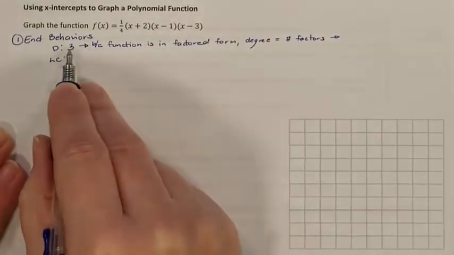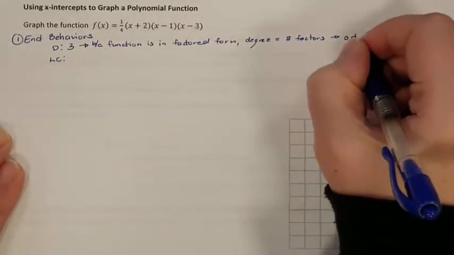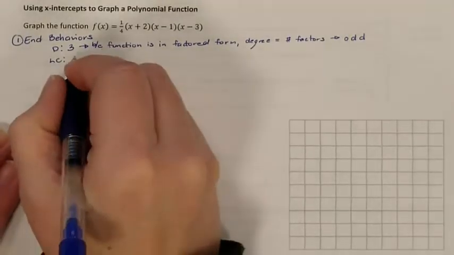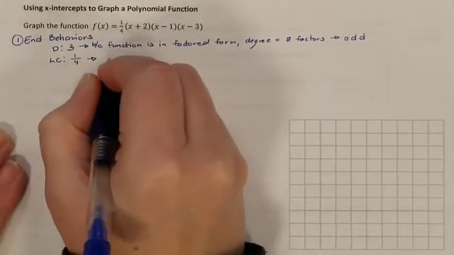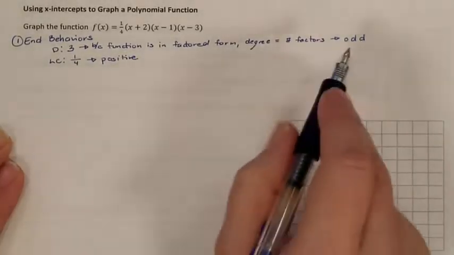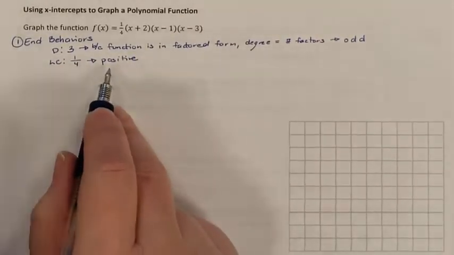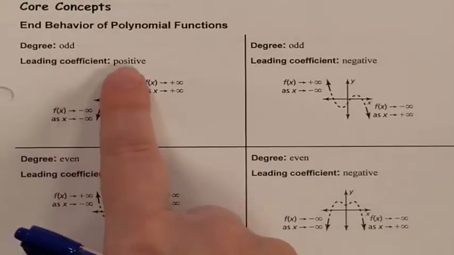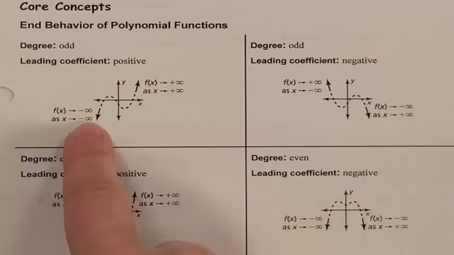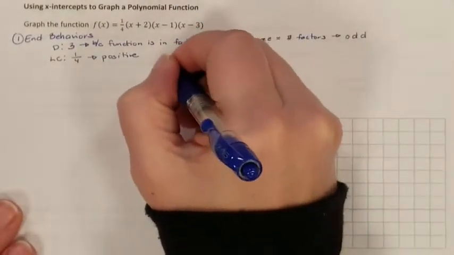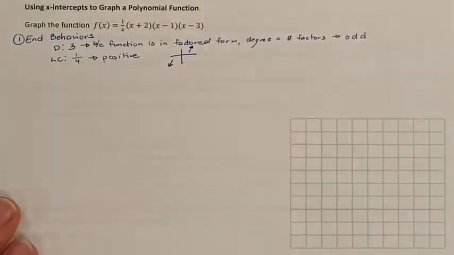So because my degree is a 3, 3 is an odd number, so I know my degree is odd. The leading coefficient is still the number 1/4, and number 1/4 is a positive number. So I'm going to have to look at my lesson 4.1 notes to figure out what does an odd positive function look like. Here's my lesson 4.1 chart. An odd positive function looks like this. I'm down on the left and I am up on the right. So my little demo example, I know I'm down on the left and I am up on the right.